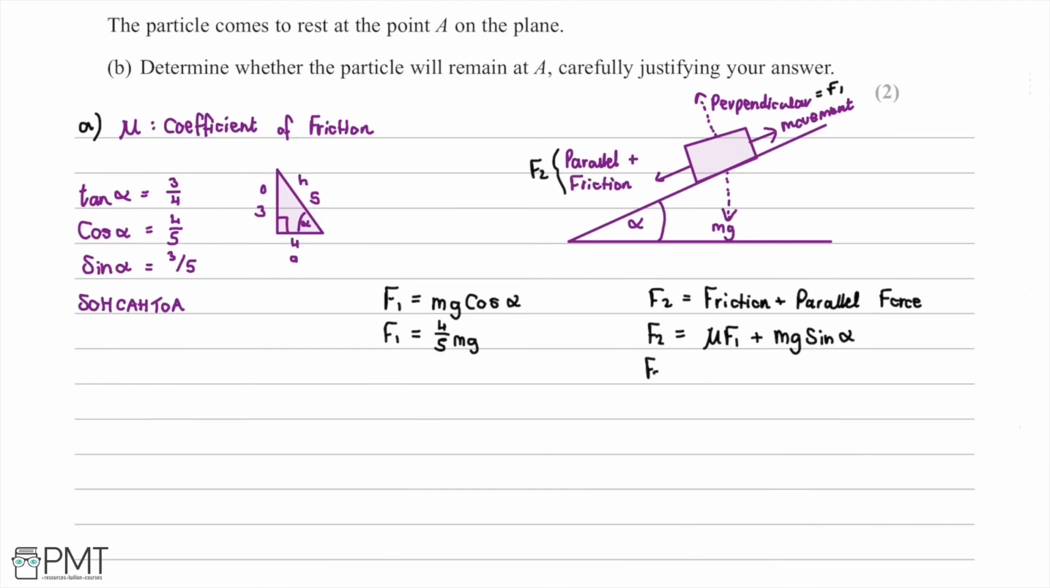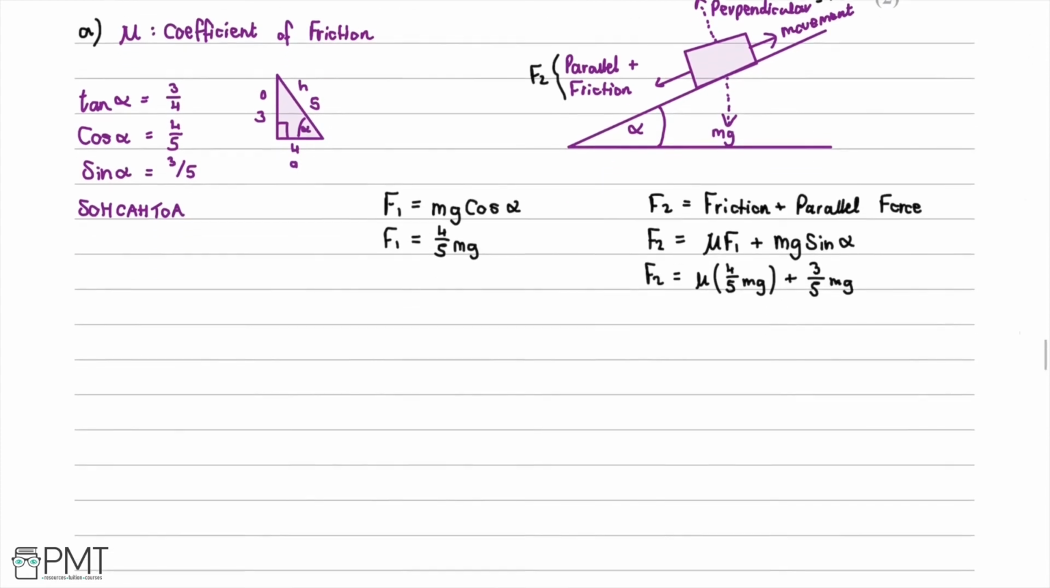We can do the same here. We can rewrite F1 in here, and we can also replace sine alpha with 3 over 5. So we'll then have mu lots of 4 over 5 mg, and to that we're going to add sine alpha, which is 3 over 5 mg. The next step for us is going to be to equate these.